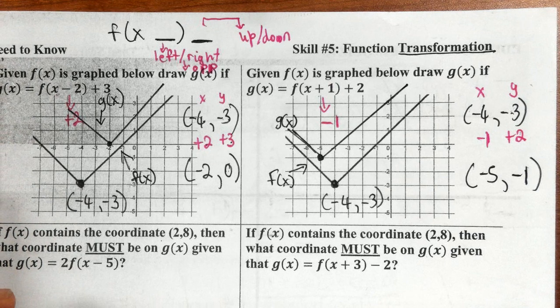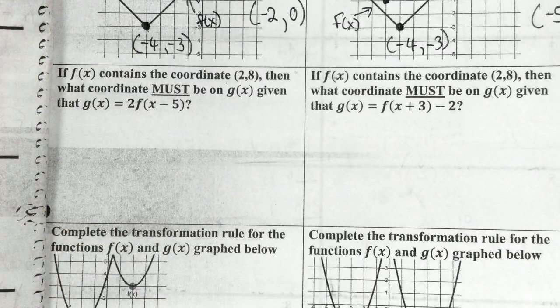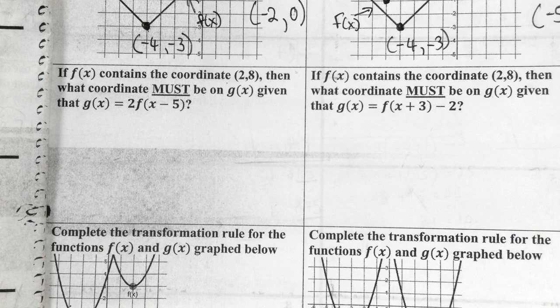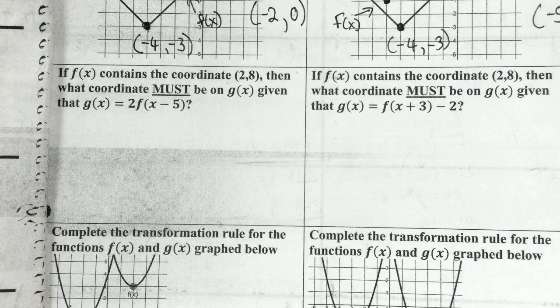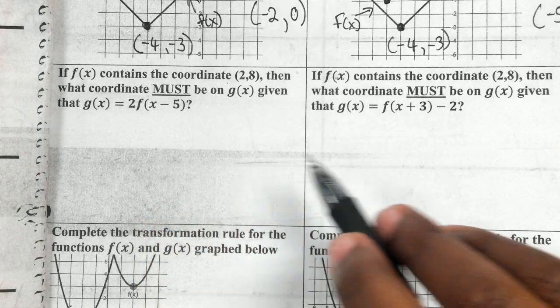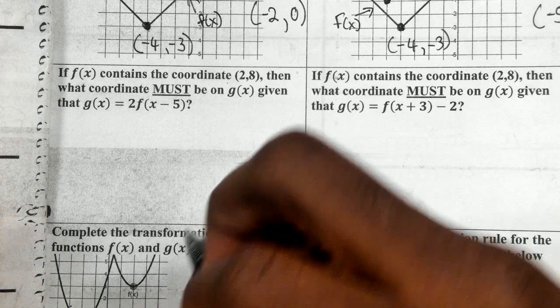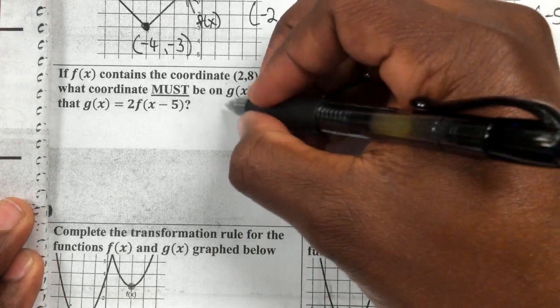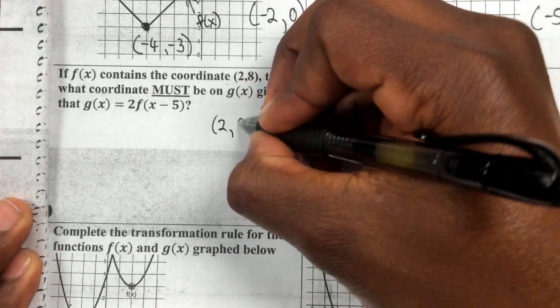Alright, so again, guys, just like that. So let's try the next set of problems. The next one says, if f of x contains the coordinate (2, 8), then what coordinate must be on g of x, given that g of x is equal to this transformation? So in this case, we're trying to transform our coordinate (2, 8).